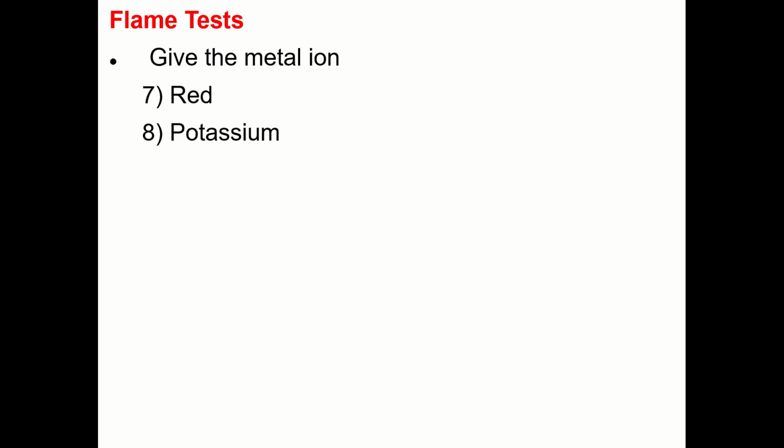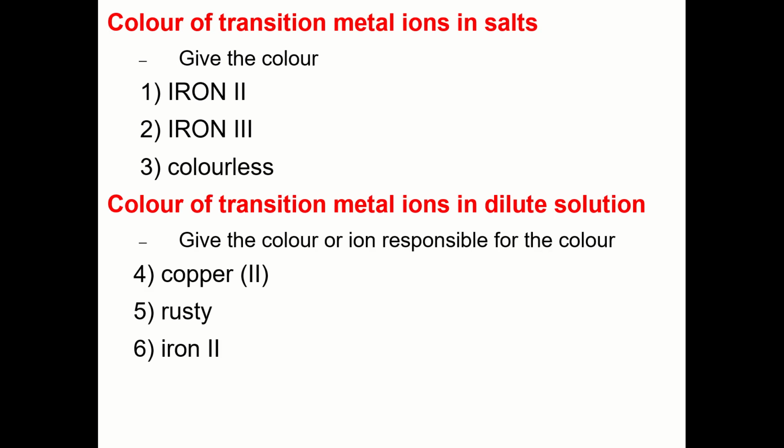Okay, flame test. We're back to flame test. We're asking you what is the metal ion or what is the colour. You should know those, hopefully. Again, we're going to go colour of transition metal ions just when they are in salts. And then down below, we've given you some colours as well, and you've got to tell me what the metal ion is. So pause the video, do them. I will then put the answers up.